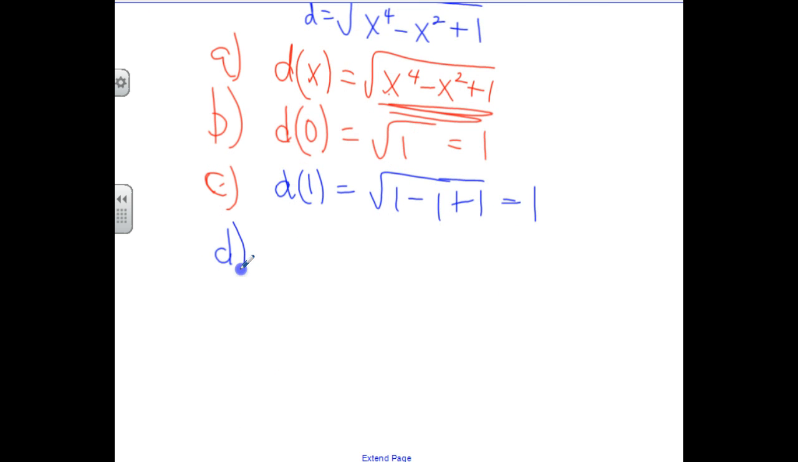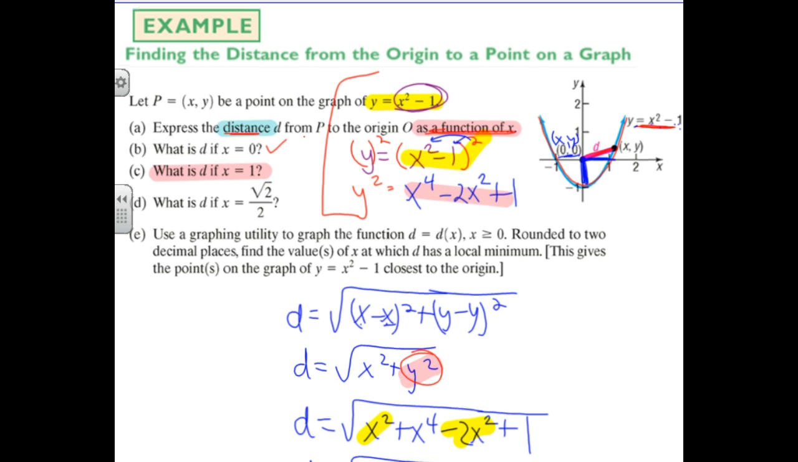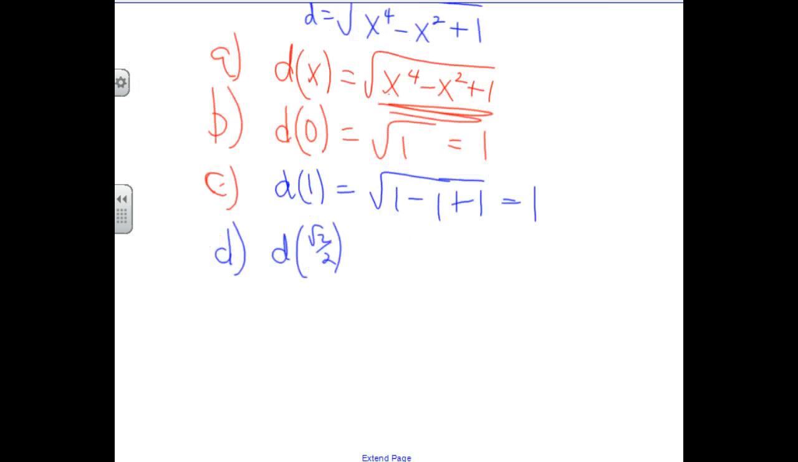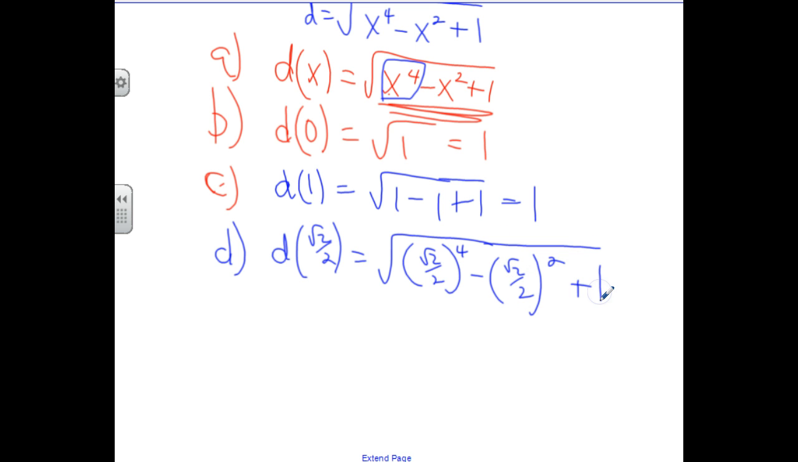The last part says, what did it say? The square root of 2 divided by 2. That's going to be a mathematical nightmare. Yep, the square root of 2 divided by 2. Let's see if we can crank this out. I'm going to do this: the square root of 2 over 2 to the fourth, minus the square root of 2 over 2 squared, and then lastly I'll add 1.